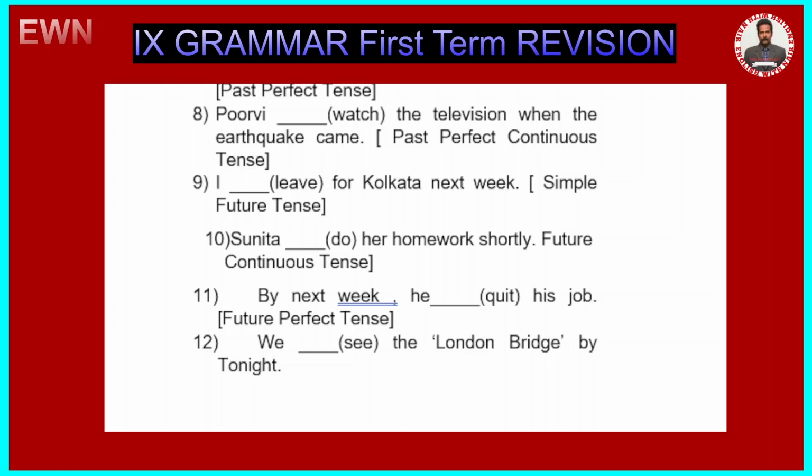Now let's see the 10th one. Sunita dash do her homework shortly. Future continuous tense: Sunita will be doing her homework shortly. The word shortly will give you a clue that it's going to be happening very soon.